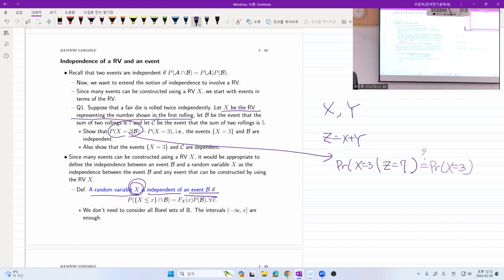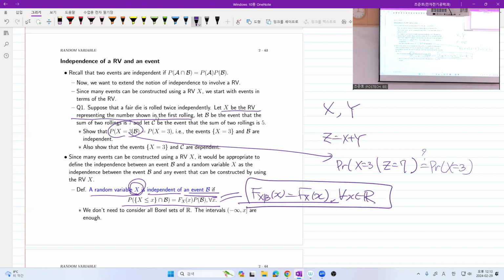Got it? But in terms of our CDF, people have shown that this is enough. To talk about independence of a random variable from an event, you just need to show that this joint event of X less than or equal to realization x, intersection B, has probability equal to the product of the CDF and the probability of the event. Okay. What does that mean? As long as probability of event B is positive, this is same as this one. Conditional CDF of X given B equals unconditional CDF of X for all x real.